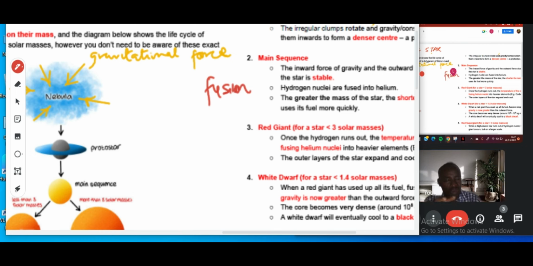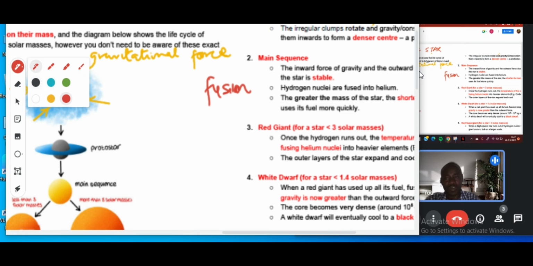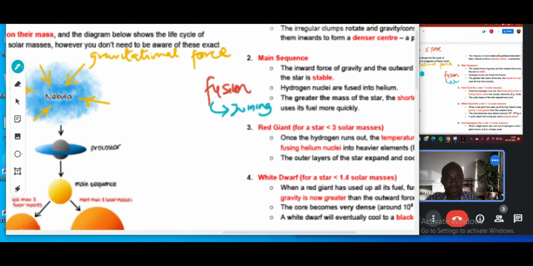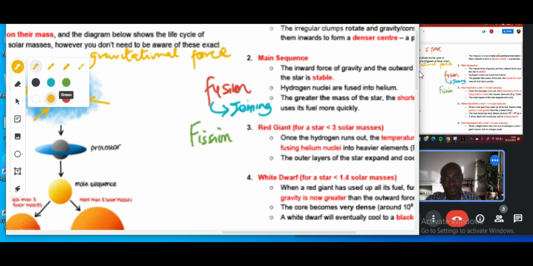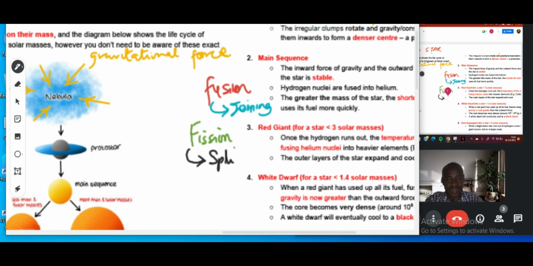Fusion is when smaller nuclei join together. Fusion is about joining. I will just use a keyword that you can remember. But the one we use on Earth is fission. Fission is about what? Splitting. When heavier nuclei split into smaller nuclei, also releasing energy.